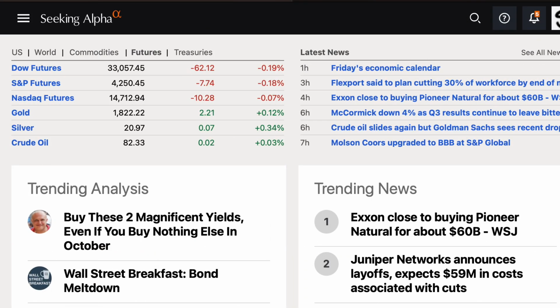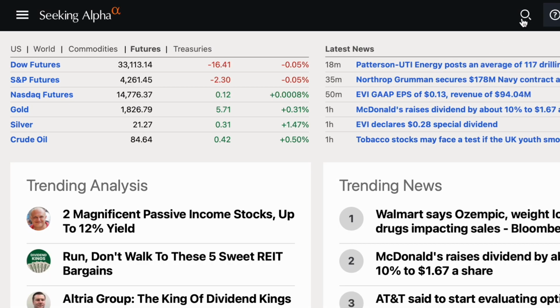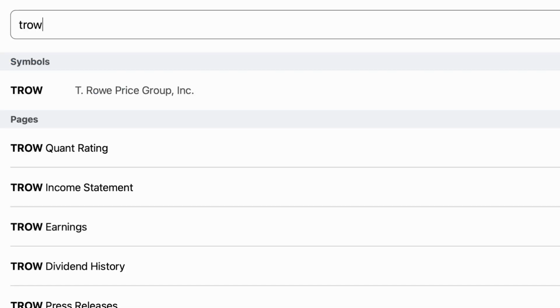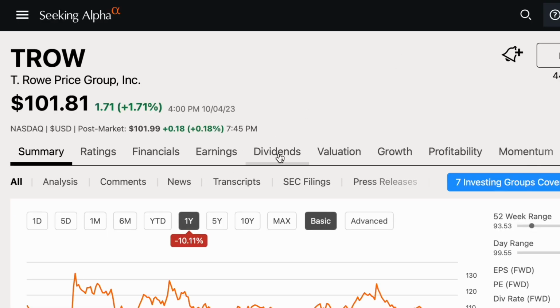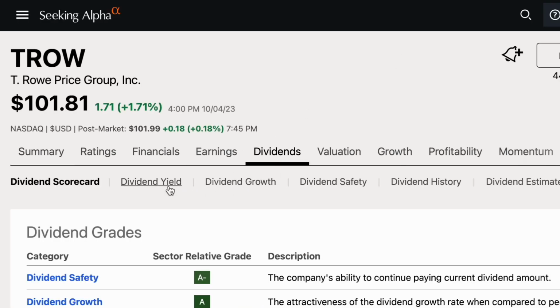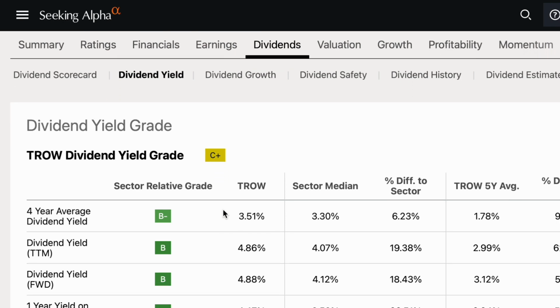Let's jump on seekingalpha.com. And in the top right corner, we can click on the search button and type in any dividend stock we like. I'm going to look up T. Rowe Price Group for this example. Once the page loads, let's navigate to the Dividends tab and further to the Dividend Yield tab.